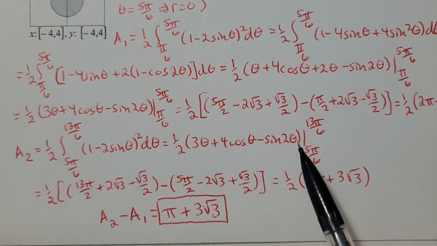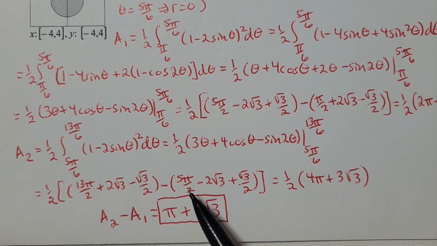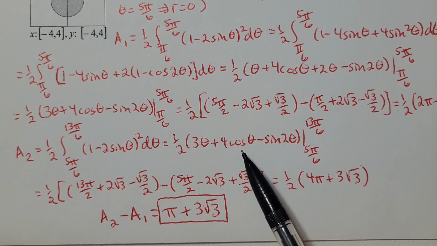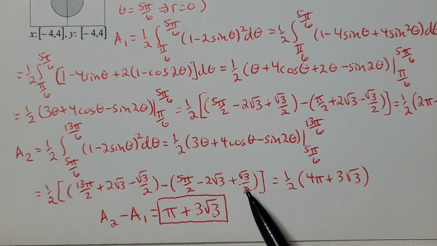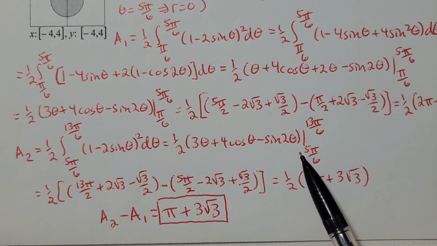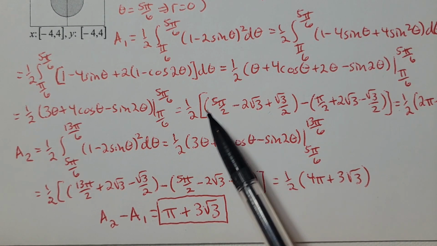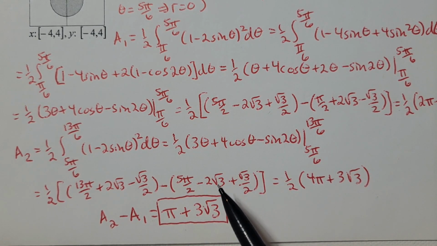I've already found that. So 3 times 5 pi over 6, that's 5 pi over 2. Plus 4 times cosine 5 pi over 6, that's minus 2 root 3. And then minus sine of 5 pi over 3, that's root 3 divided by 2. Okay, again, just using what I got up here, I'm just copying and pasting right there.